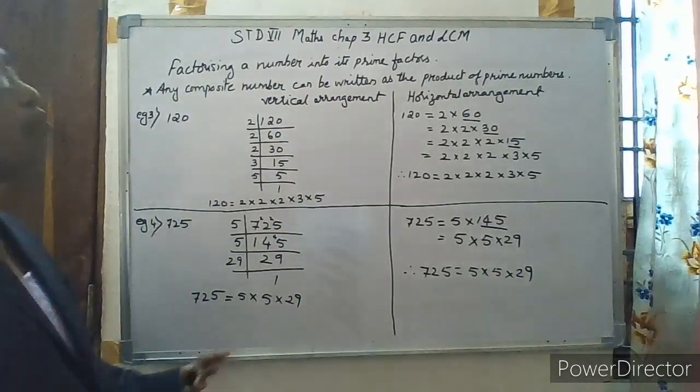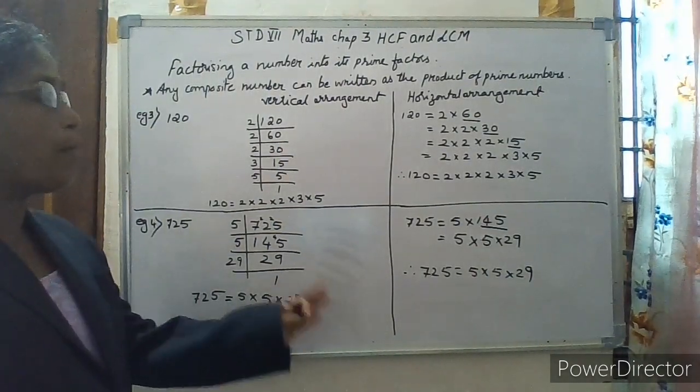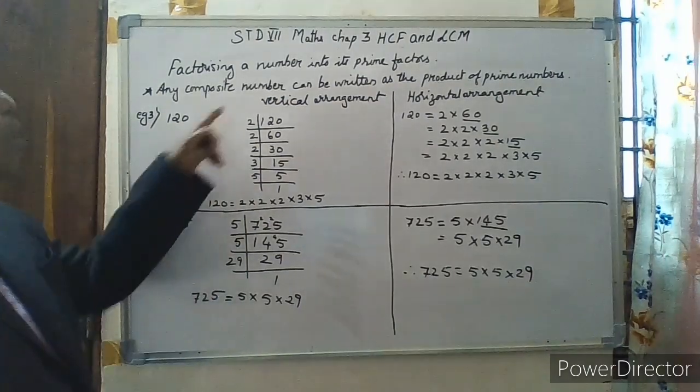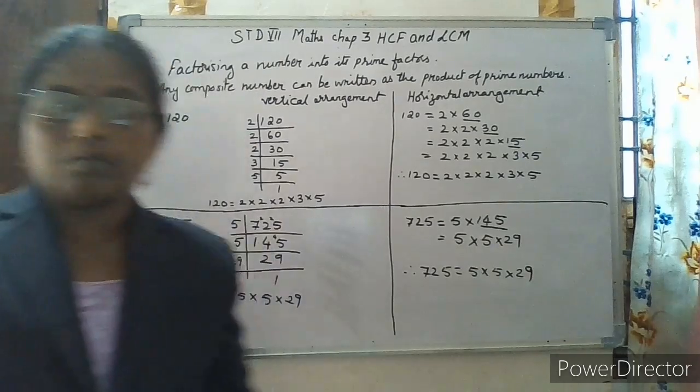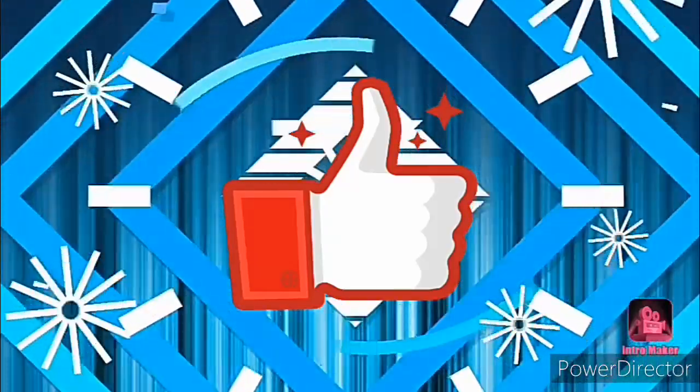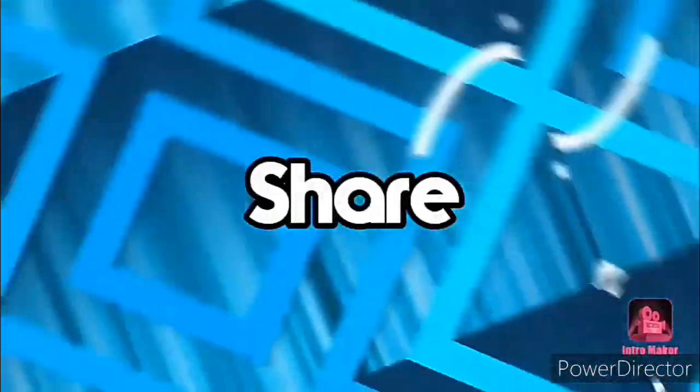So in this way we have to find the prime factors of a given number by the vertical arrangement and by the horizontal arrangement.